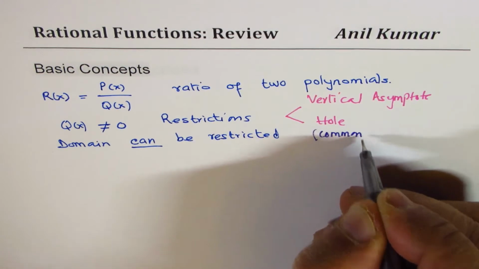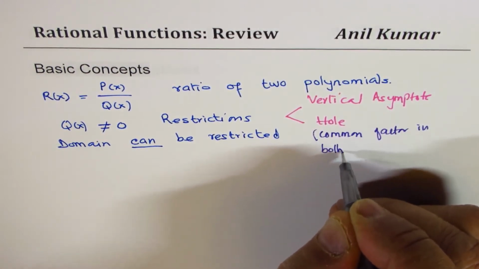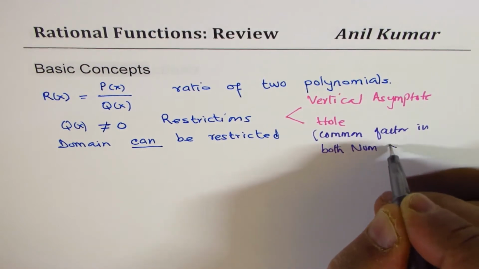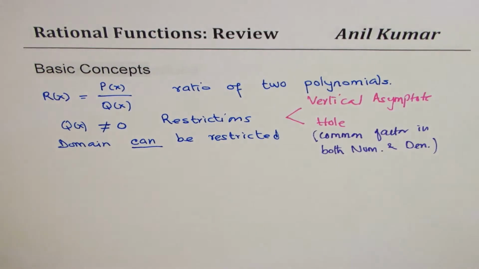Well, hole when we have a common factor. Let me write down. In both numerator and denominator. Is it okay? Then we have a hole. The factor which cancels out leads to a hole, but if we don't have a common factor, then we don't have a hole, right? So that's the very basic of rational functions.